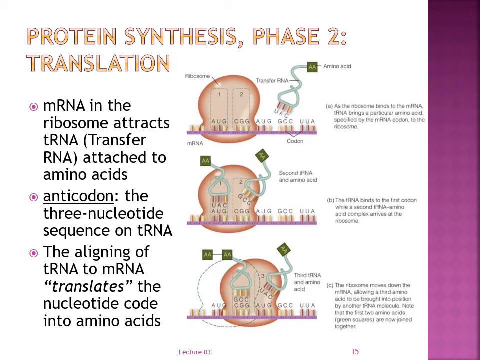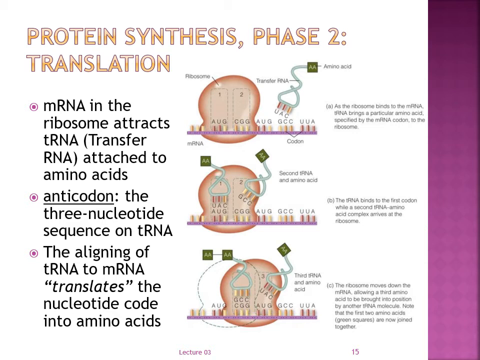Here's the trick. At one end of each tRNA chain is a specific amino acid. At the other end is a sequence of 3 bases called an anticodon. A tRNA with a given anticodon connects only to a particular amino acid. Once you know the anticodon at one end of the molecule, you know the amino acid at the other. There's only one possibility.